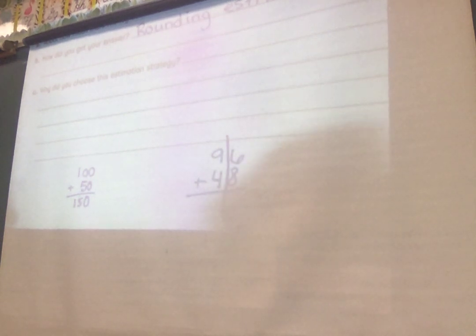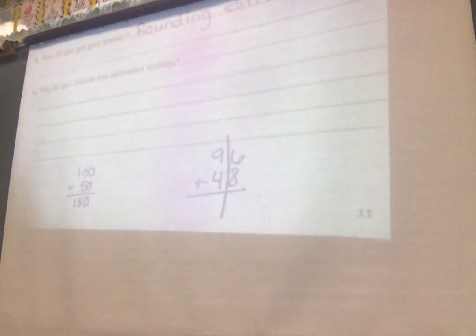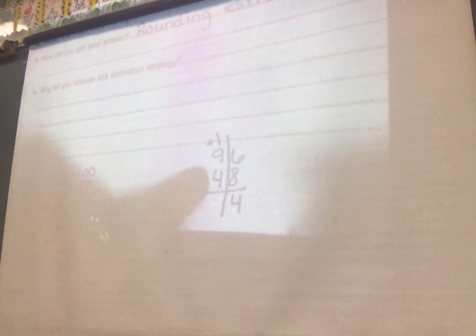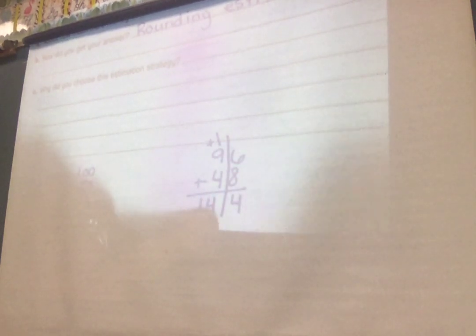Did we get the same answer? Yeah. Let's go ahead and solve for the actual answer. I'd like to see what it really is. So what is 96 plus 48? 6 plus 8 is? You can tell me. Anybody? 16? 6 plus 8. 14. Think about it. Wait, I got a lot of different answers. 14. What is 1 plus 9? 10. Plus 4 more is? 14. So you've got 144.